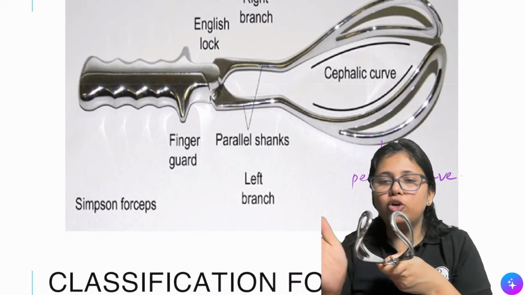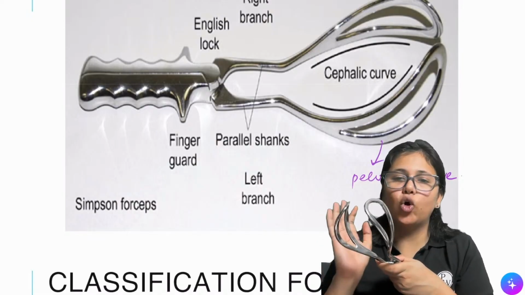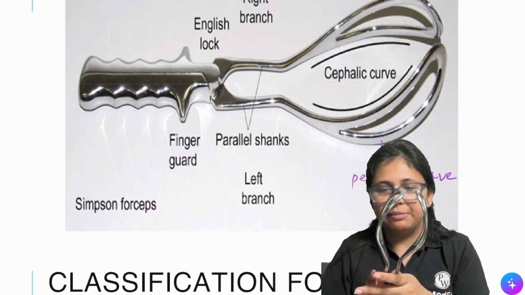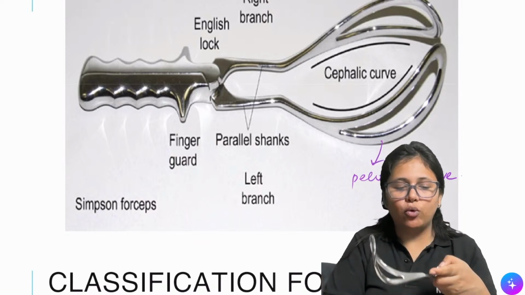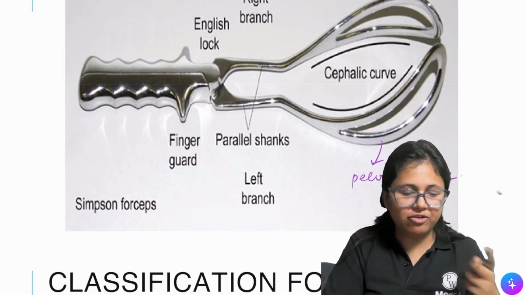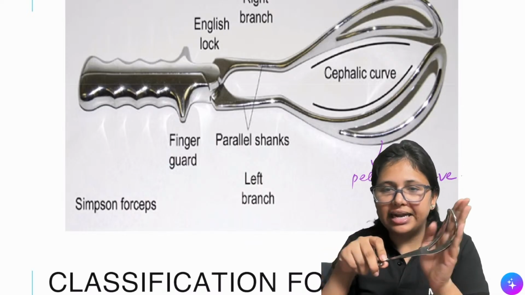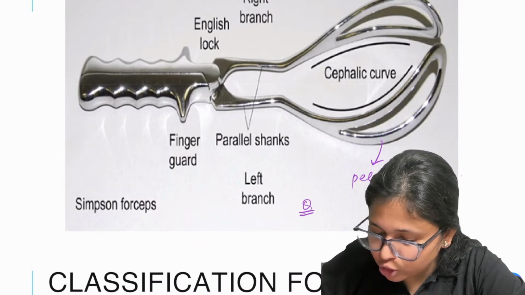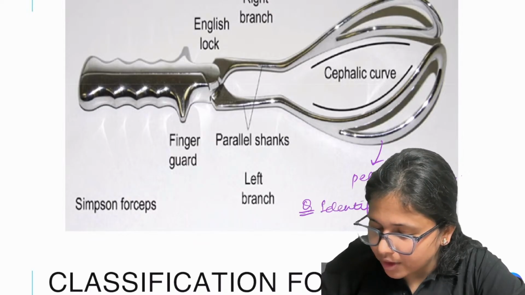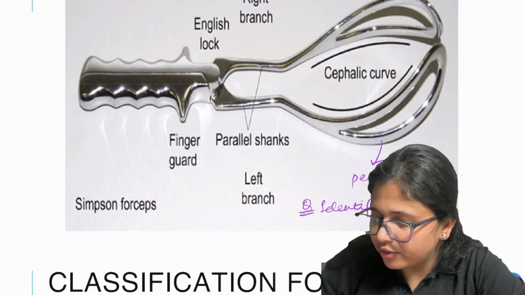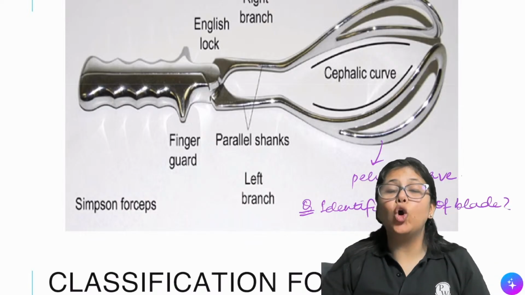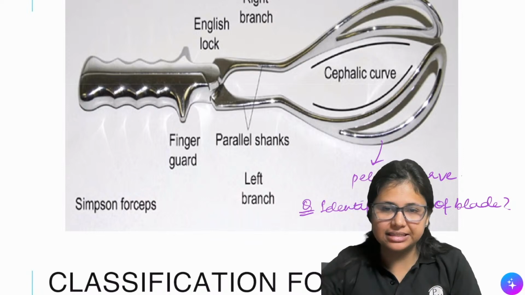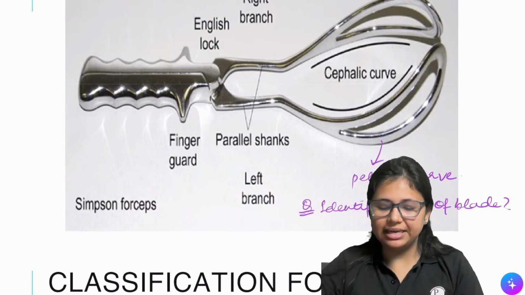Now, the part that is going to go towards the maternal left pelvis will be called the left blade. And the part that will be going towards the maternal right pelvis will be the right blade. So this will be going towards the maternal left pelvis, so this is the left blade. This will be going towards the maternal right hemipelvis, so this is the right blade. And this is a question that they ask you. So you should know identification of blade, whether it is a right blade or a left blade. Now, this is important because when we talk about application of forceps, you will understand why it is important to identify which blade is what, right?